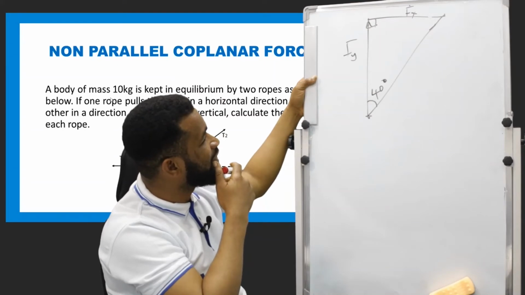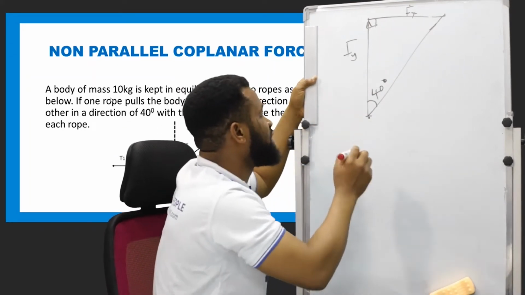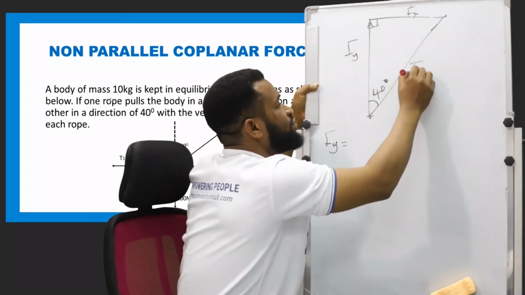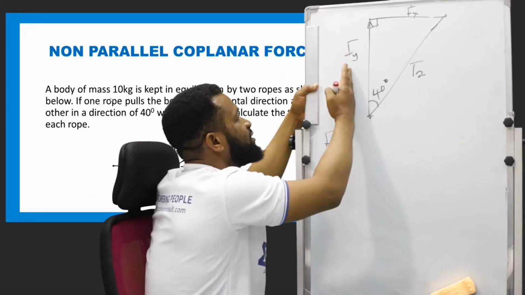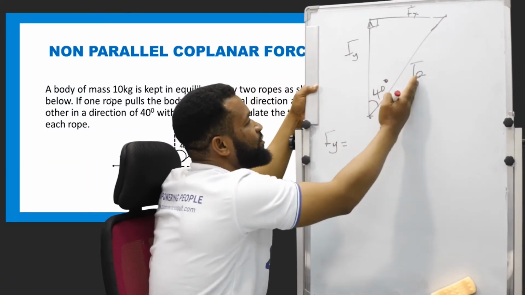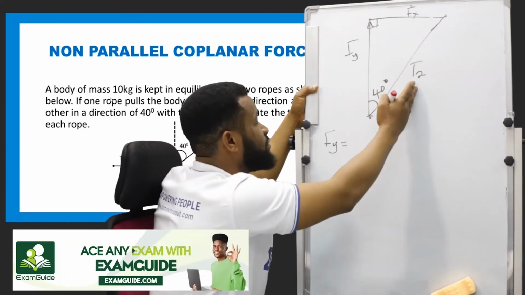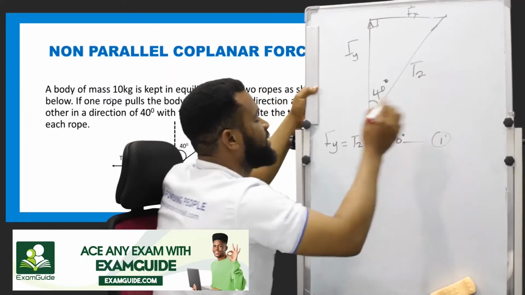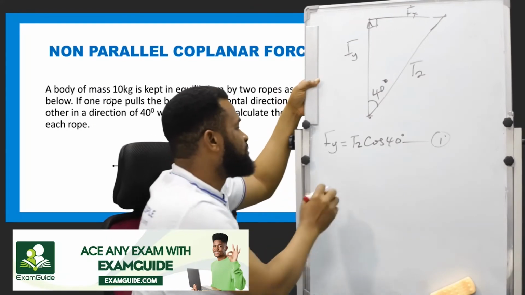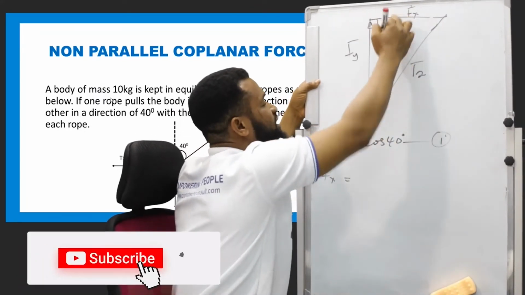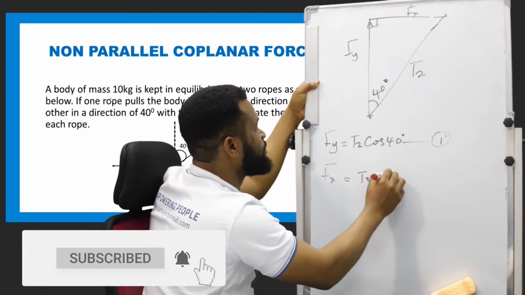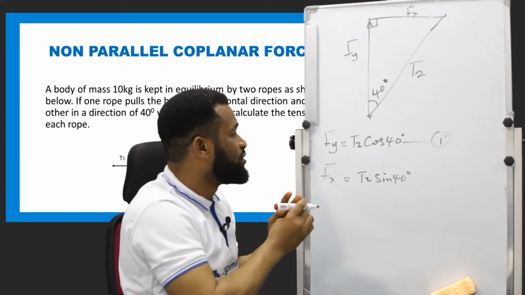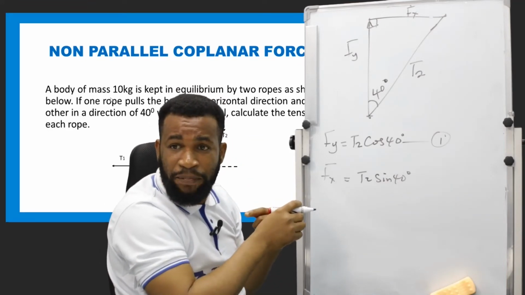So in this case, I am going to resolve it vertically and horizontally. Which one is my vertical? Fy is my vertical component of the force, and this is T2. Fy is adjacent, and this one is hypotenuse. I'm going to have T2 cos 40. That is my vertical component. And my horizontal component, this is opposite and hypotenuse, is going to be T2 sine 40. You also have to study your trigonometric ratios very well. So I have resolved that.